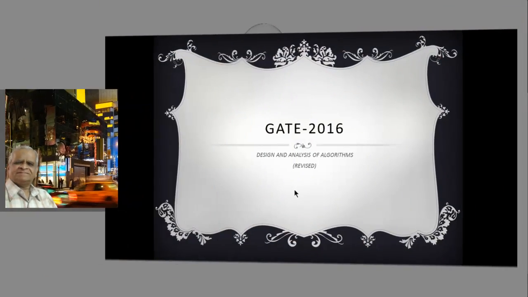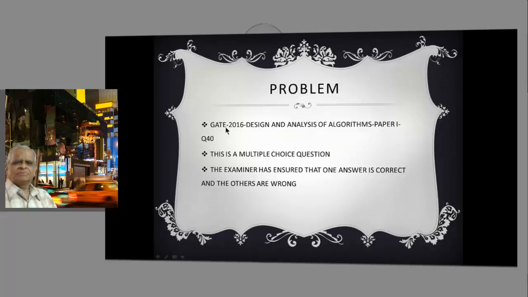This is a competitive examination taken by millions of students every year in India. This is the February 2016 Computer Science and Information Technology paper. The question is on the design and analysis of algorithms. There is a problem, GATE 2016, paper 1, question 40, design and analysis of algorithms.